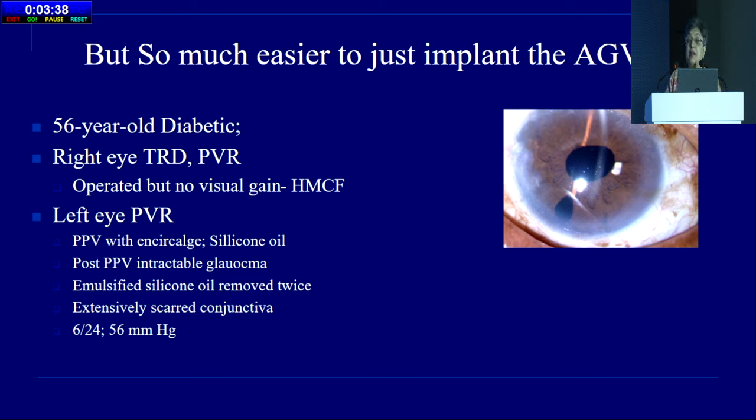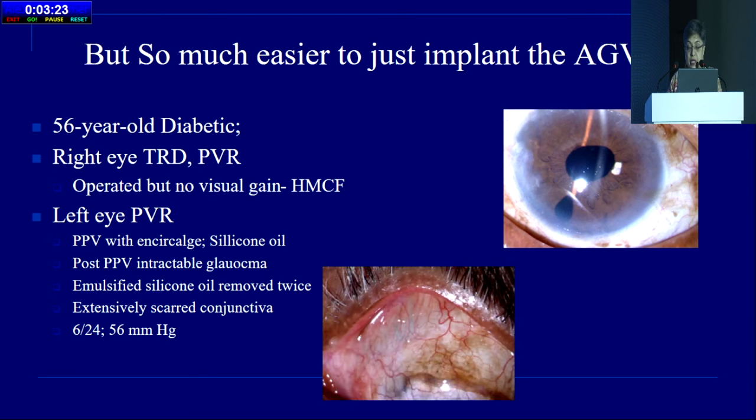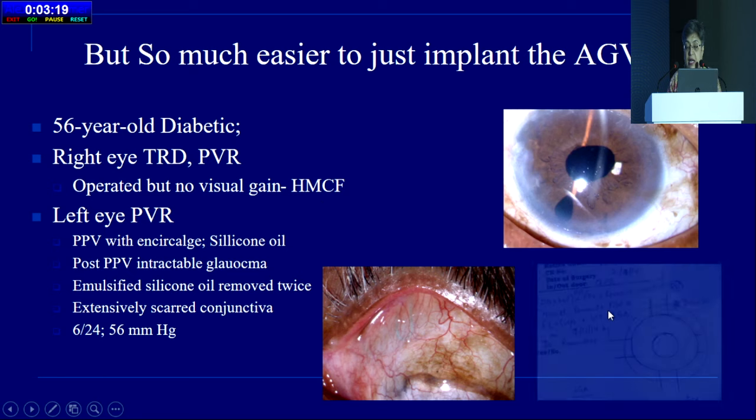So left eye, he had PVR again. So he had a PPV with encerclage, silicone oil, intractable glaucoma, emulsified oil, removed twice, extensively scarred conjunctiva, pressure stays at 56, but one-eyed patient with 6/24 vision. So here is the sort of fornicial shortening that you see, and the conjunctiva is as scarred as that.